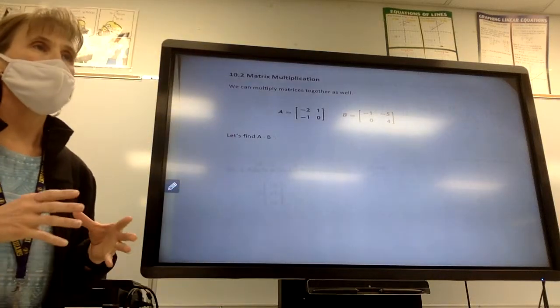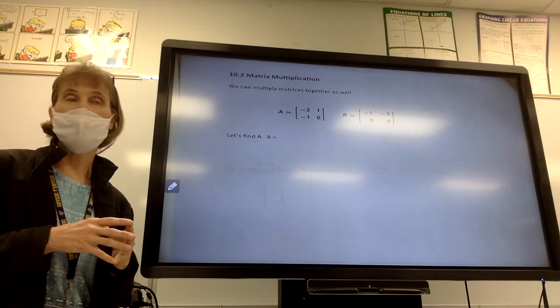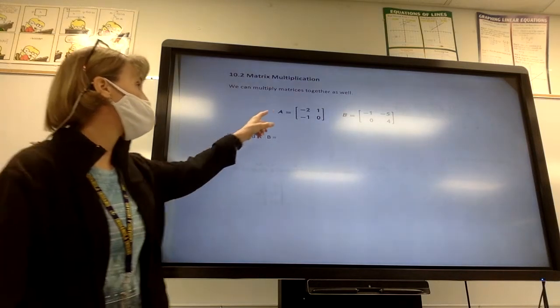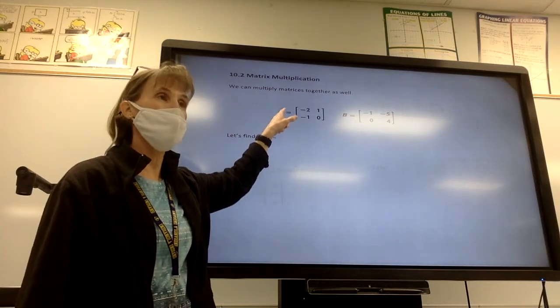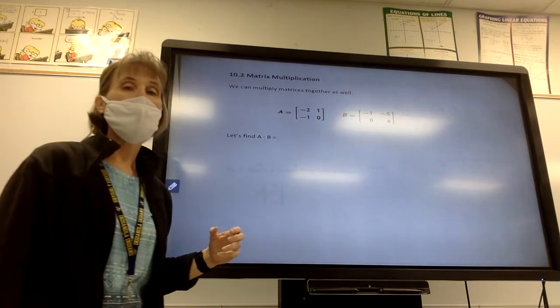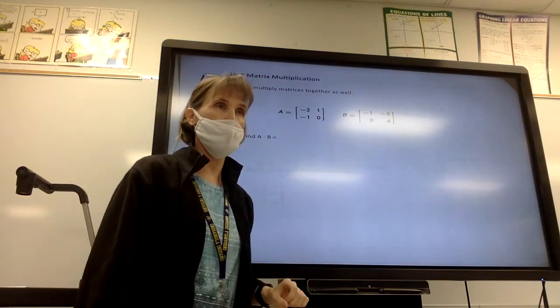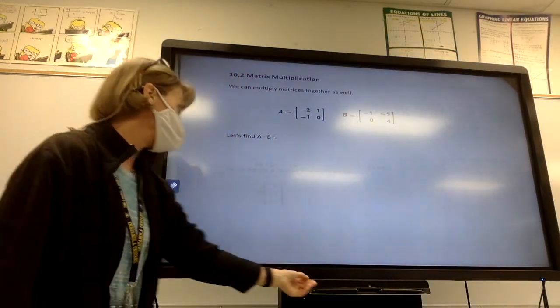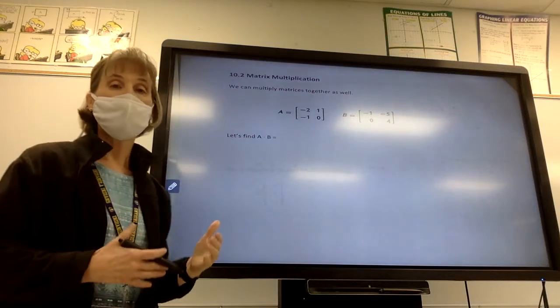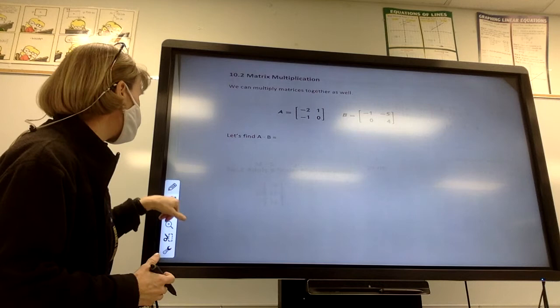to add and how to subtract, and we've done scalar multiplication. So scalar multiplication was when we had a single number out front of the matrix and we just multiplied every element times that value. But we can also actually multiply one matrix times another matrix. Okay? And the first thing that has to happen is not all matrices can be multiplied together. They have to be the right dimensions.